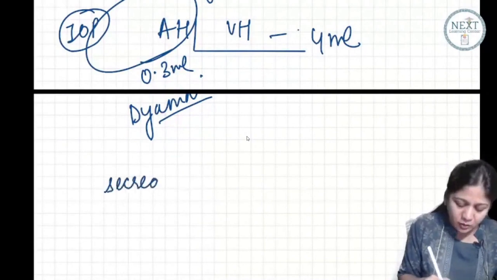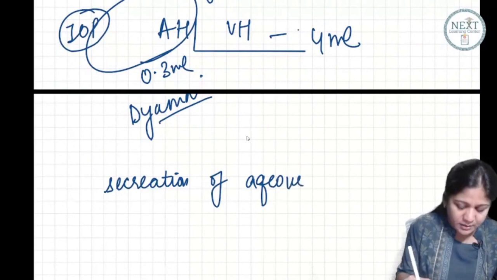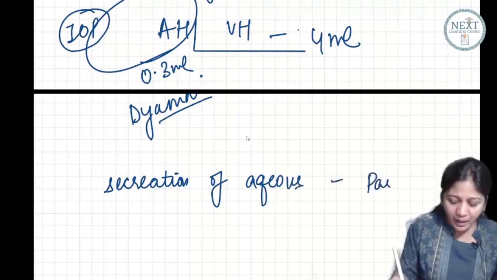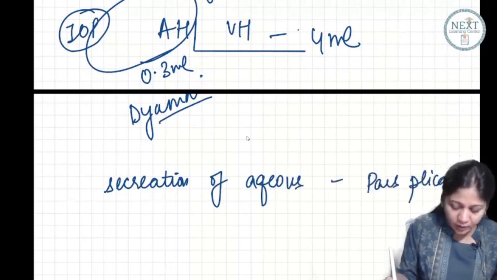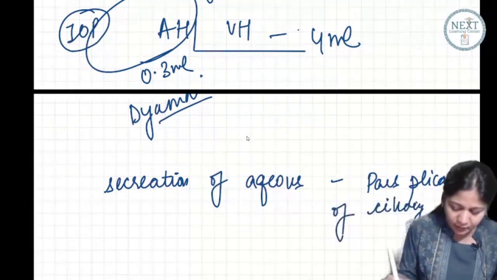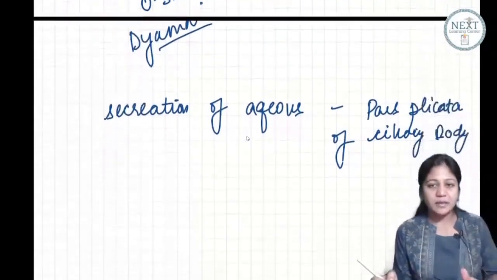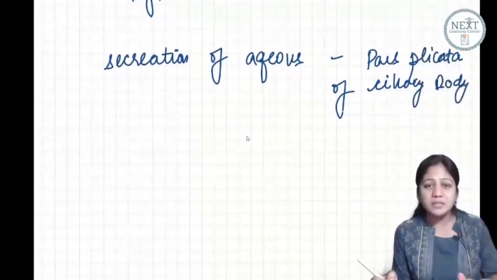The secretion of aqueous humor is by what? It is by the pars plicata of the ciliary body. Do you remember? Pars plicata of the ciliary body. कल हमने याद किया था, है ना? So aqueous is secreted by the pars plicata of the ciliary body.